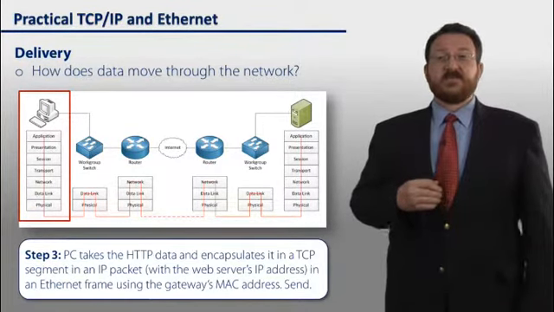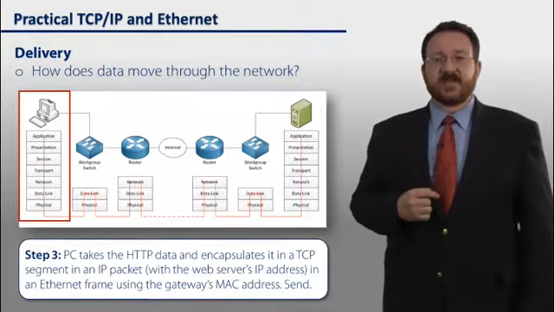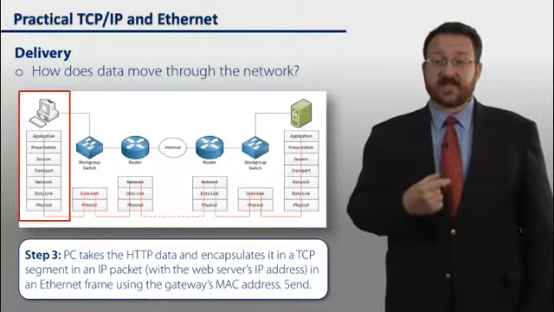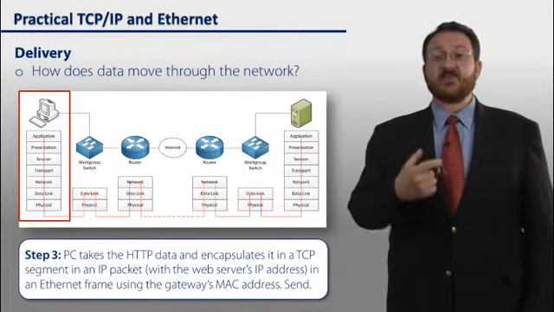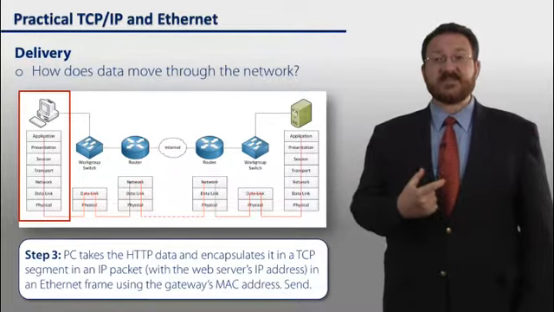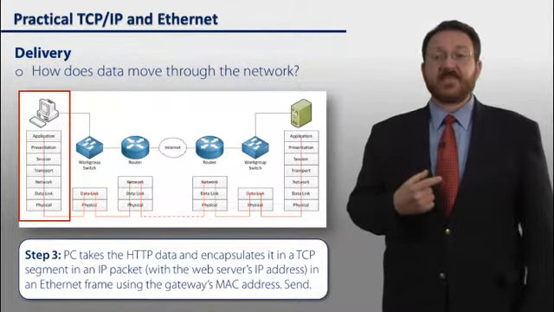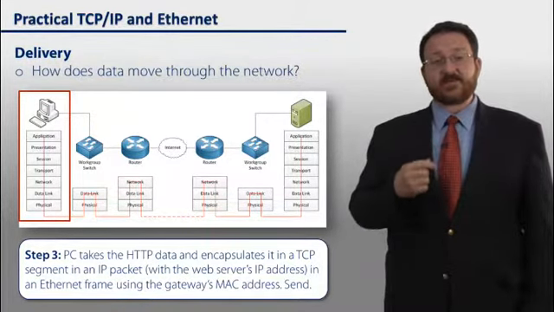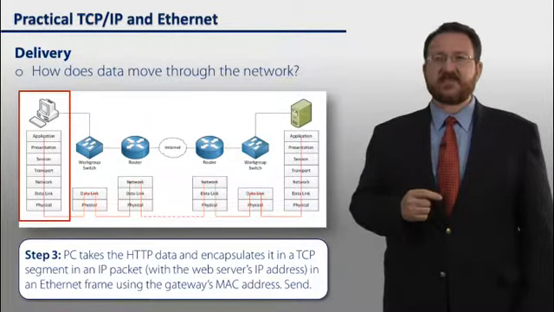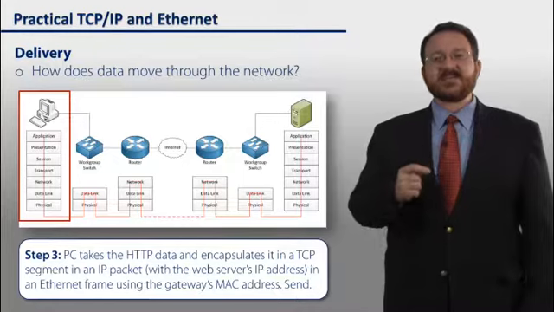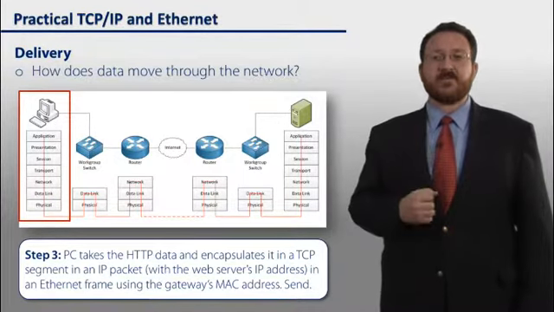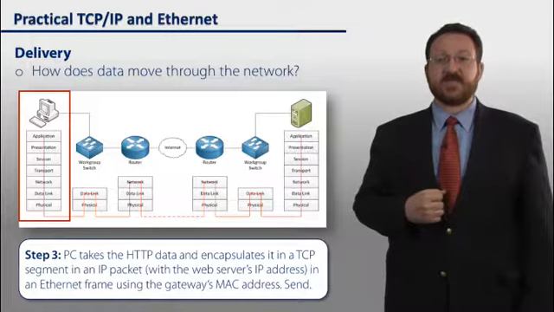Step 3. The PC is going to take the HTTP data, it's going to encapsulate that in a TCP segment, it's going to put that into an IP packet with the web server's IP address in that packet. And then it's going to encapsulate that in an Ethernet frame. But that frame does not have the hardware address of the final destination. It has the hardware address of the next hop. That is, the router that it's going to be forwarding the packet onto. And then it sends it.